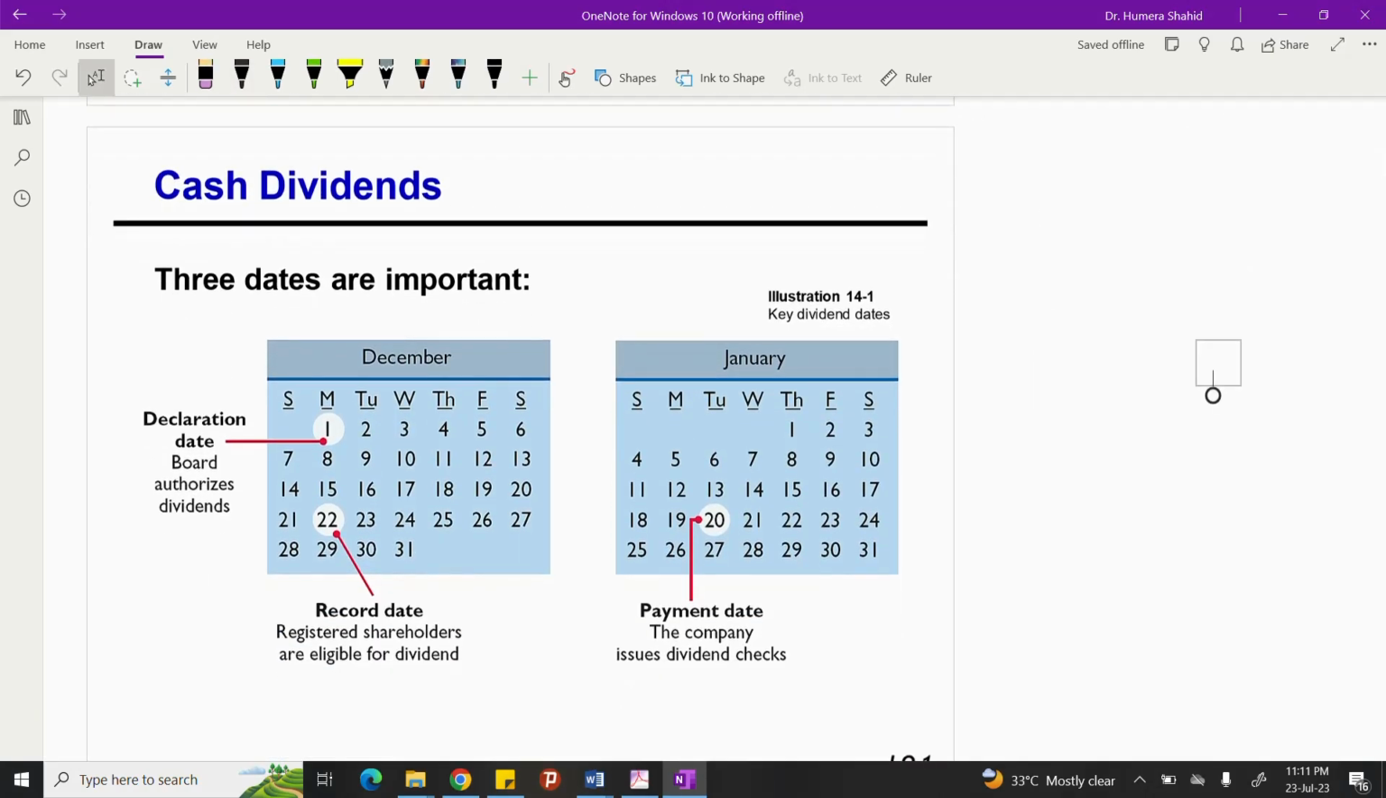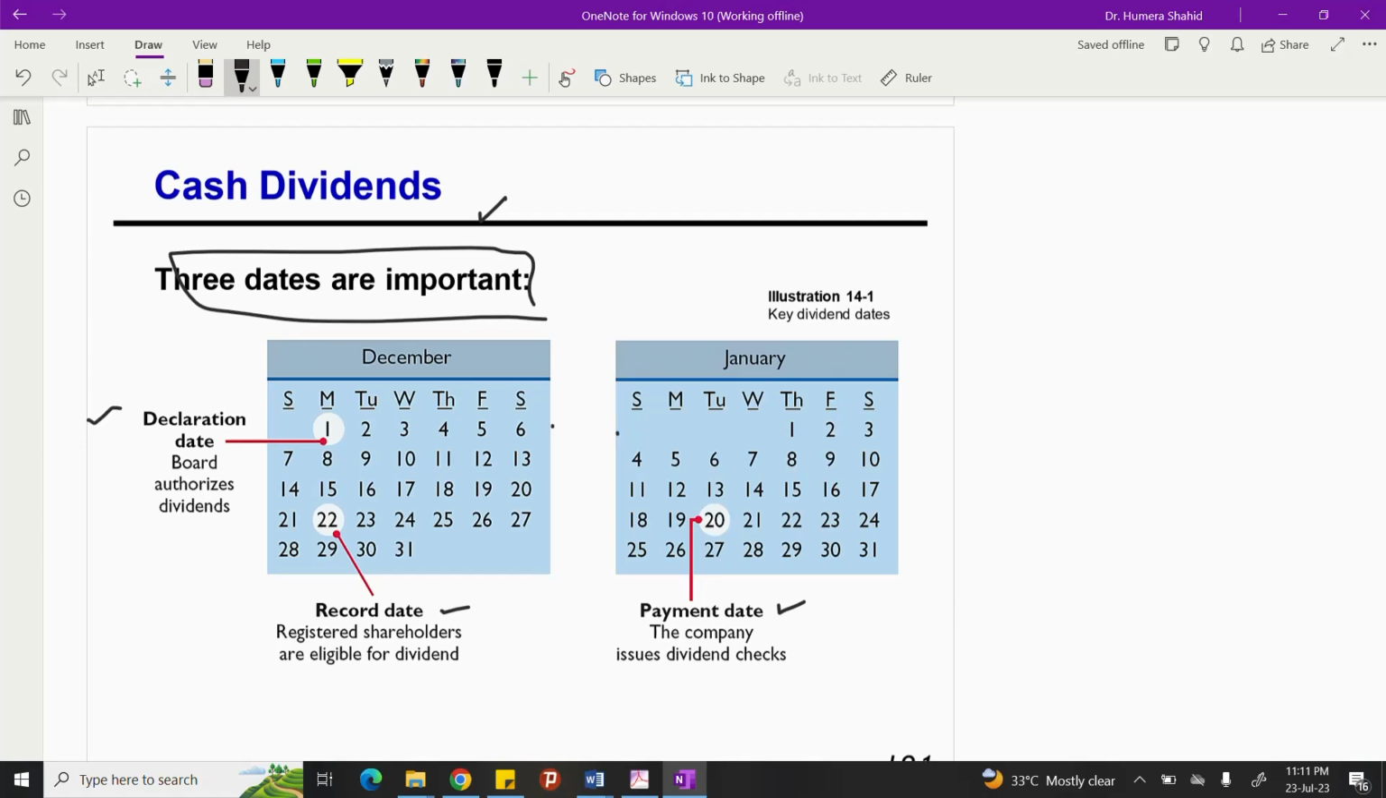There are some important dates regarding the cash dividend or any sort of dividend. Three dates are very important. These dates are known as the declaration date, the second one is known as the record date, and in case of a cash dividend, the third date is known as the payment date.